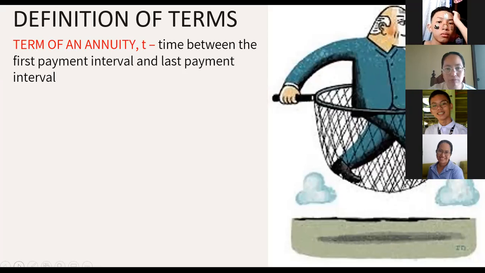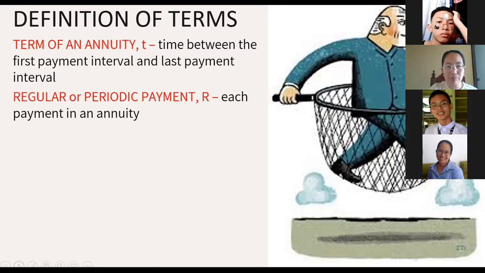If you will encounter the symbol T, okay, for this session, it deals with the term of an annuity, which is the same as time nung sa simple and compound interest natin. Kaya lang ito, this is the time between the first payment interval and the last payment interval. So, unlike nung sa simple and general interest natin na yung time na sinasabi is the period wherein you will have to pay this certain amount. Ito ay interval from the first payment to the last payment.